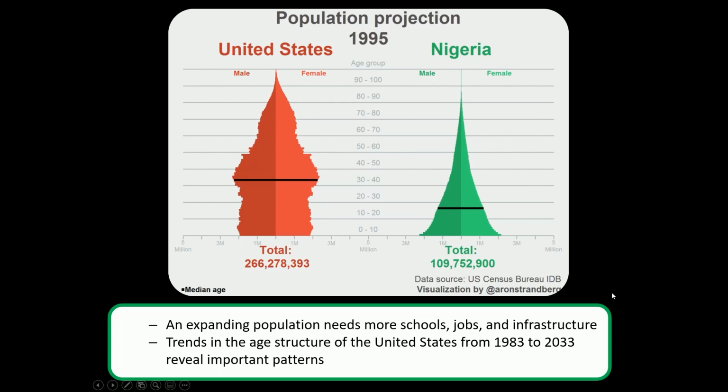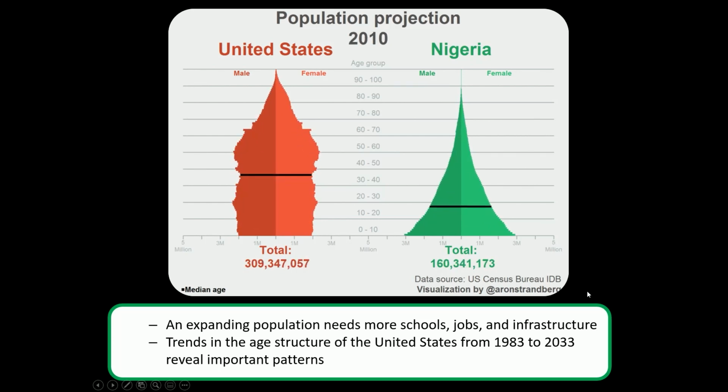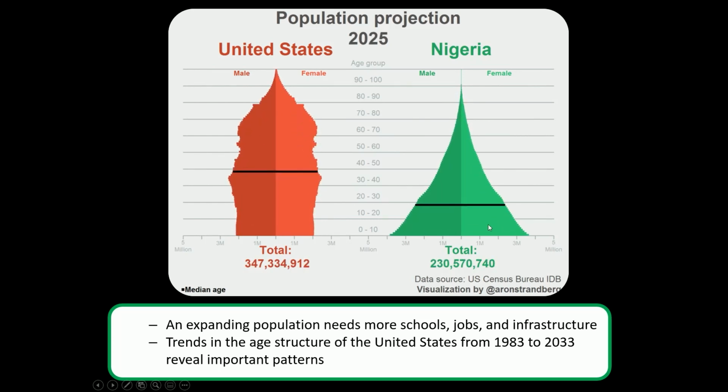So population totals don't tell you the whole story. These age structure diagrams can give you a little bit better of an image.